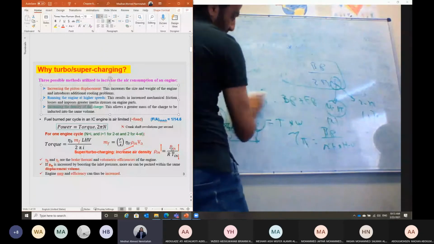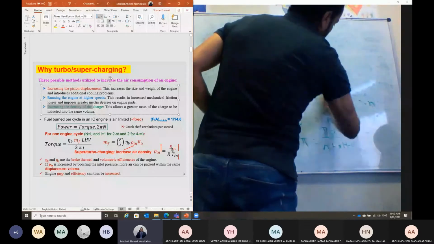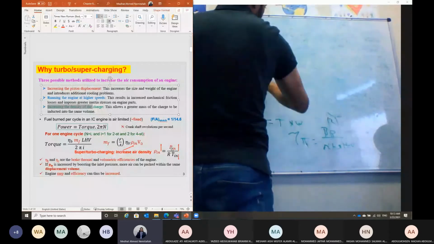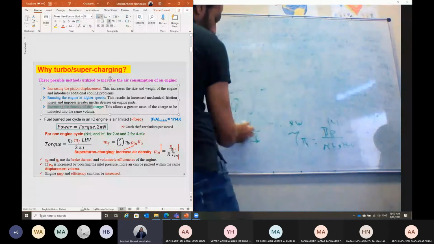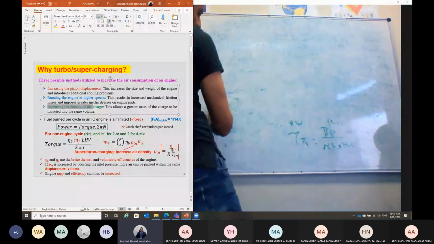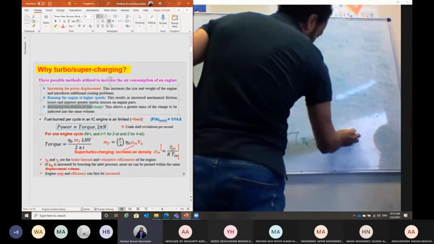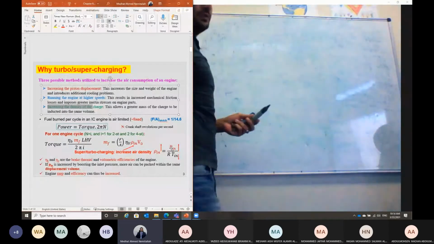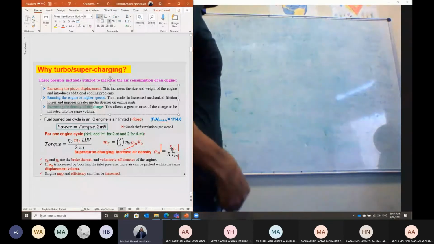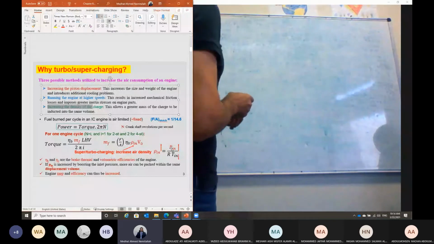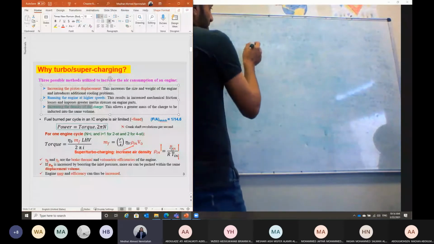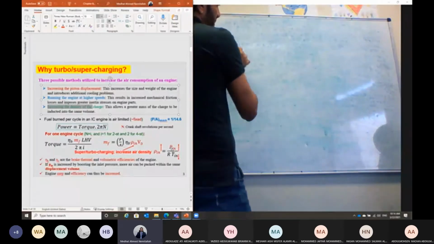So we can just define the torque as a function of the mass flow rate of fuel, and then based on the fuel to air ratio, we can define it as a function of the mass flow rate of air. So if we increase the mass flow rate of air, that means we are increasing, in this case, the power of the engine. So in this case, we have defined the power.